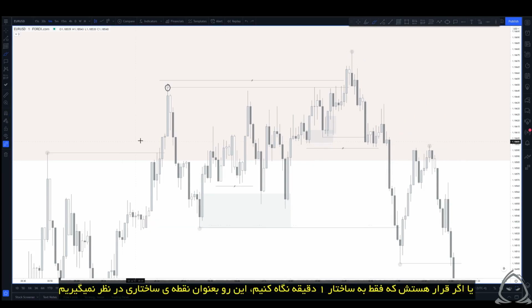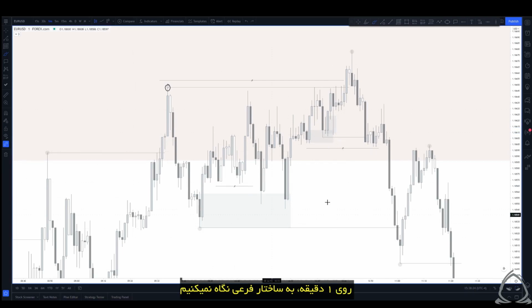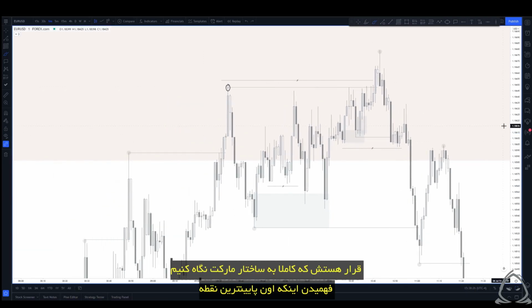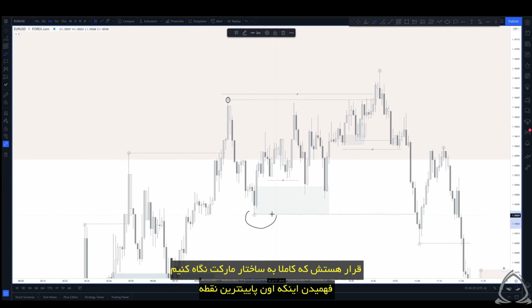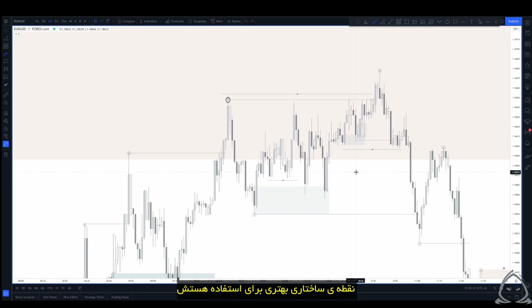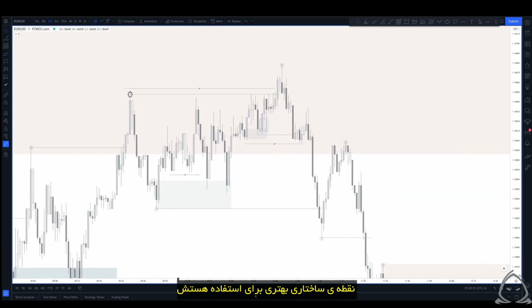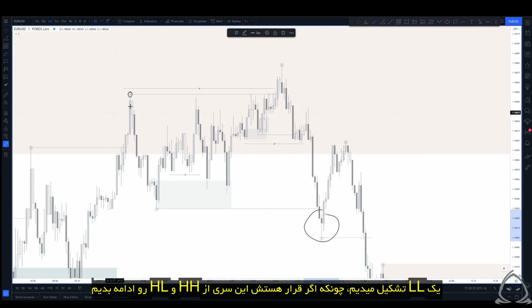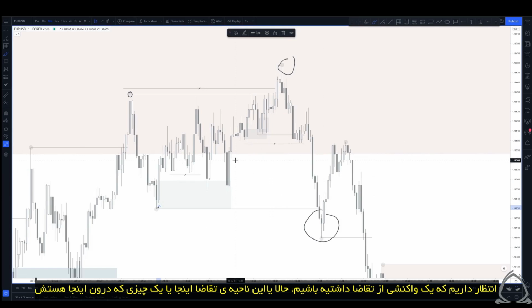Or if we're just going to look at 1 minute structure, we're going to disregard this as a structural point on the 1 minute. We're not going to look at substructure. We're going to look at pure market structure, understanding that the lowest point is the more probable point of structure to use. What we can see is we break structure to the downside, we form a lower low, because if we were to be continuing this series of higher highs and higher lows, we would expect to react off of some sort of demand, whether it be this demand zone here or something that is in worth here.